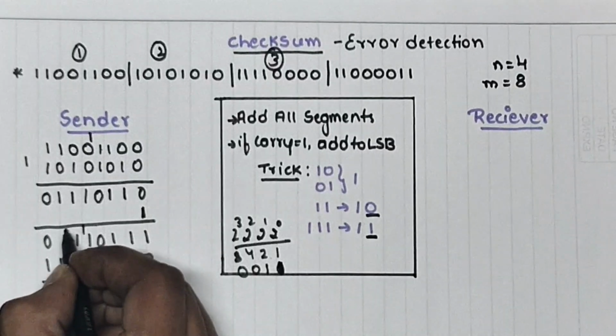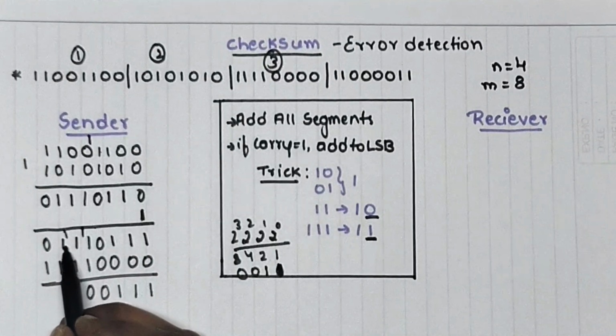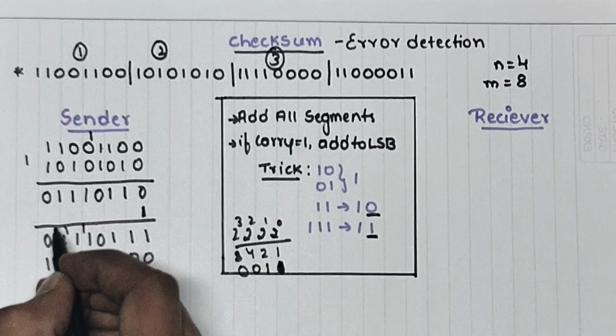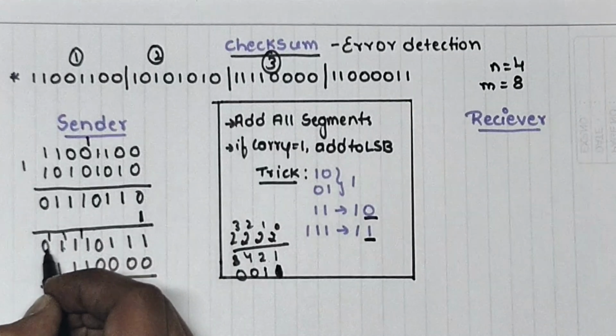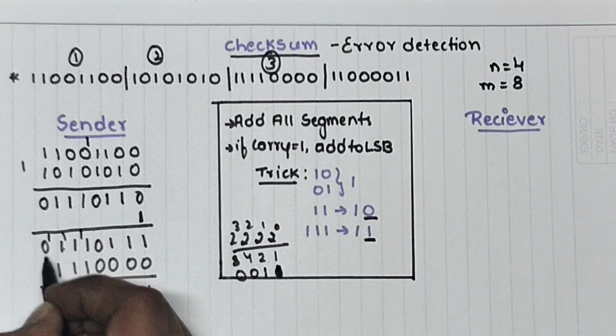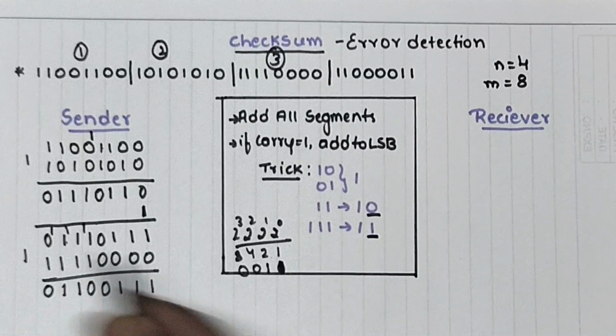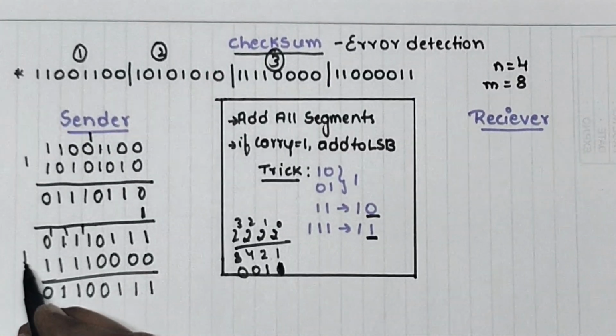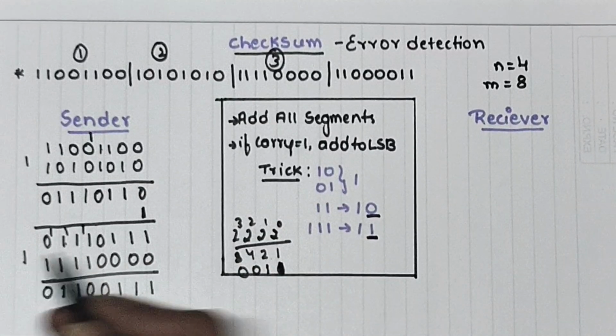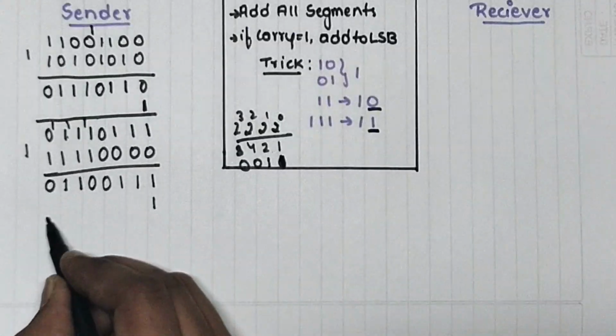1 will be the sum, 1 will be the carry. 1, 2, 3. 1 will be the sum, 1 will be the carry. 1 plus 0 is 1 and 1 plus 1 will be 2. So 2 means 0 will be the sum, 1 will be the carry. Next, if you get carry as 1 at the last, you will be adding it to the least significant bit.